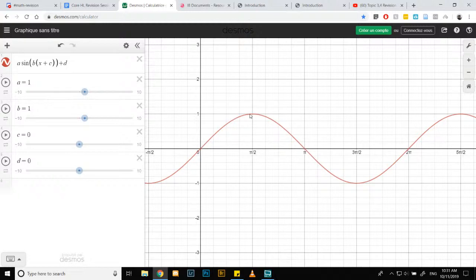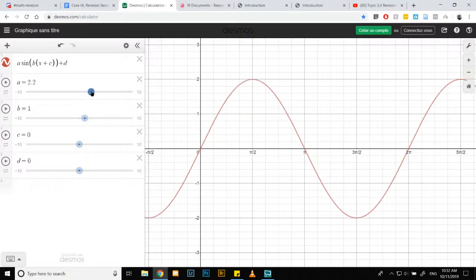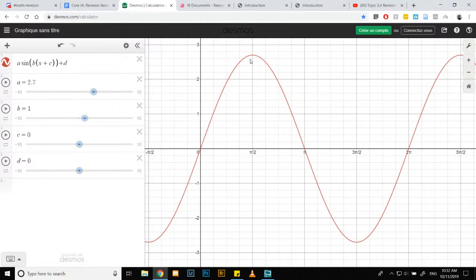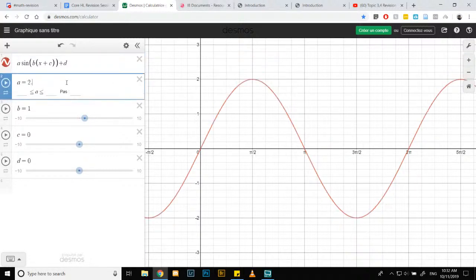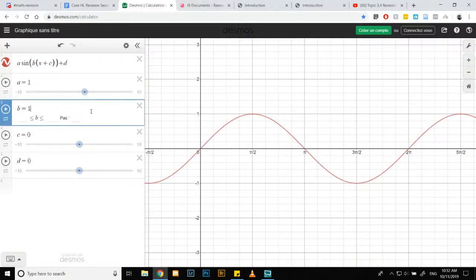So here you would do 1. Sometimes you'll have really weird positioning, and it might not be clear what the actual function is, but then you just need to check what the difference is. So if I had like 2.7, this difference from here to here is 5.4, and that would basically do it. Let's just keep this at 1 for now.